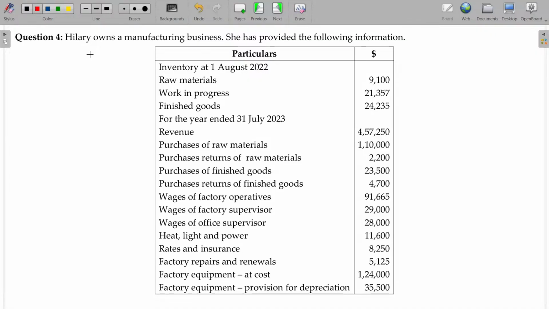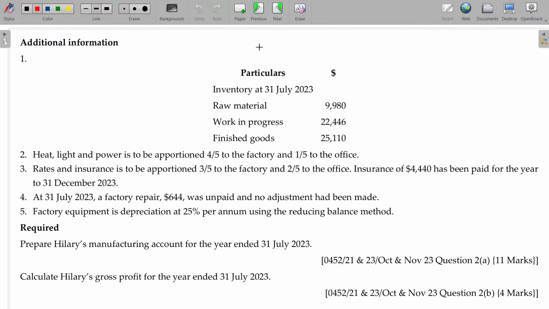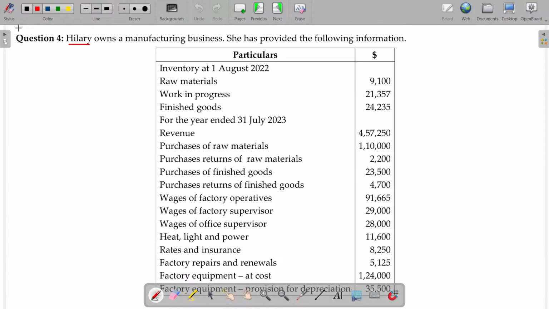Question number 4. Hillary owns a manufacturing business. She has provided the following information and additional information. So you have to prepare the manufacturing account and calculate the gross profit. To calculate the gross profit, of course, you have to prepare the trading section. So 11 plus 4, 15 marks. Let's now start.